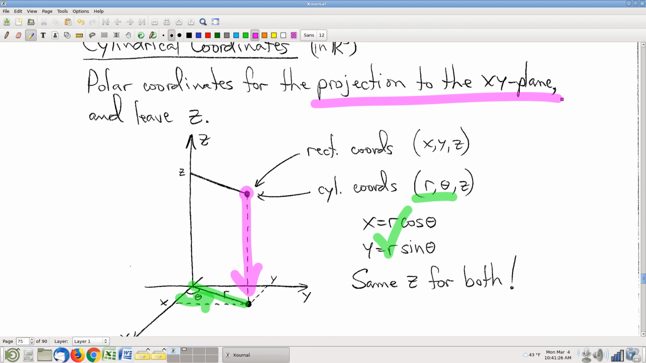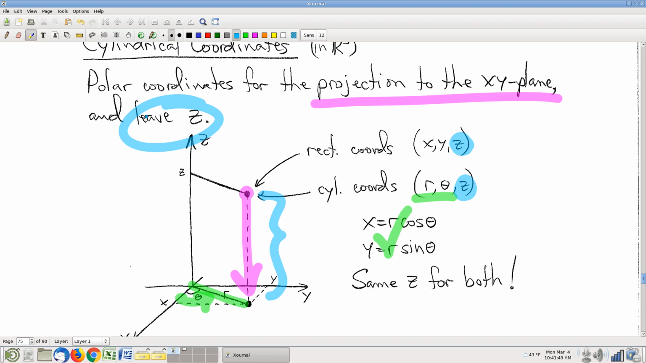So, what about the third coordinate? Well, the third coordinate just says, how high was that point before I projected it down? In other words, z, the same exact z that we had from rectangular coordinates, and you sort of tag that on at the end, and that's called cylindrical coordinates.